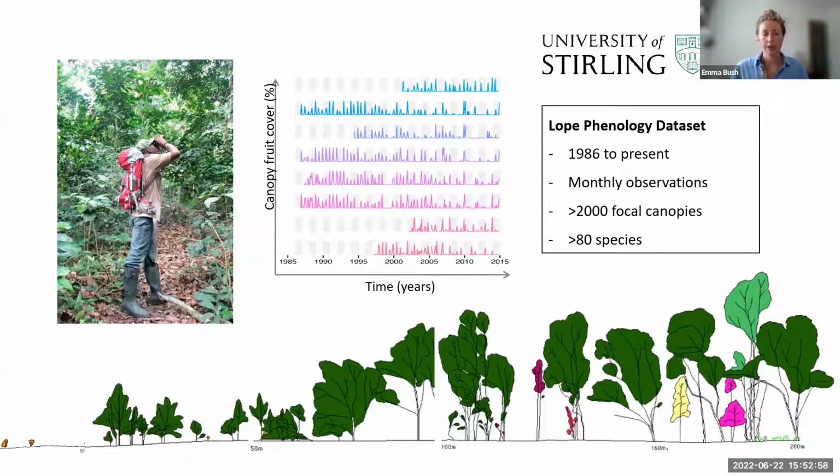And over time, this data set has grown, and every month these canopies are observed, and now there's more than 2,000 focal canopies that have been in and out of this data set of more than 80 species. And we have these individual time series at the monthly time step for each of these phenophases per individual tree. And we obviously have complementary data for those trees as well in terms of their size, their height, etc.